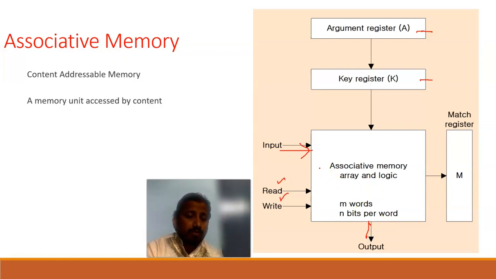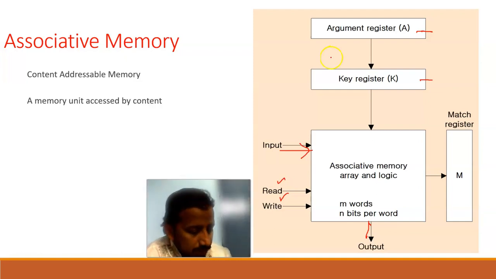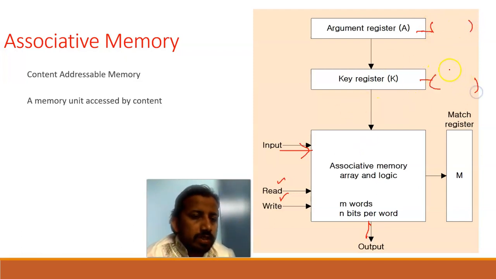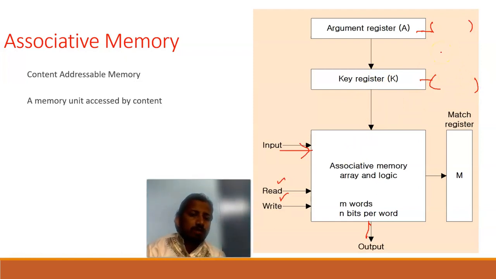But here, the change would be when you go for the match register. Here, there would be three additional registers. One is an argument register, the second one is a key register, the third one is a match register. In the argument register, I will be giving one word which is to be searched in the memory. The key register specifies, out of the total word, which particular bits should be the same as the argument register. And whatever corresponding words are matching are given in the match register. Out of those words, you can read them in the memory.